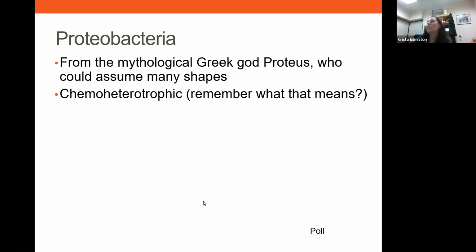So yes, most of you got this right. It is using organic chemicals as both energy and carbon sources. If you think about E. coli as your example, E. coli is our famous proteobacteria. They can use organic chemicals as both a carbon and energy source. So, all right, get my poll out of the way.